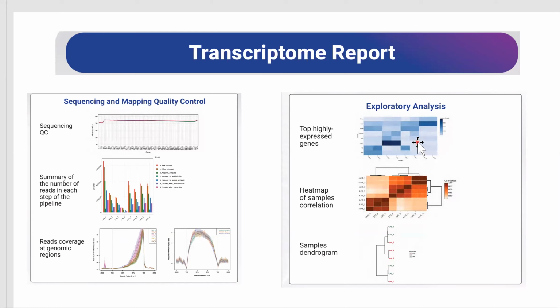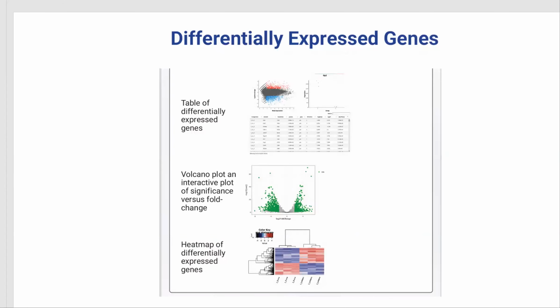Some exploratory analysis in order to show us which are the top expressed genes, heat map showing us which samples are more correlated to each other, and again, a dendrogram showing which samples are more similar to each other.